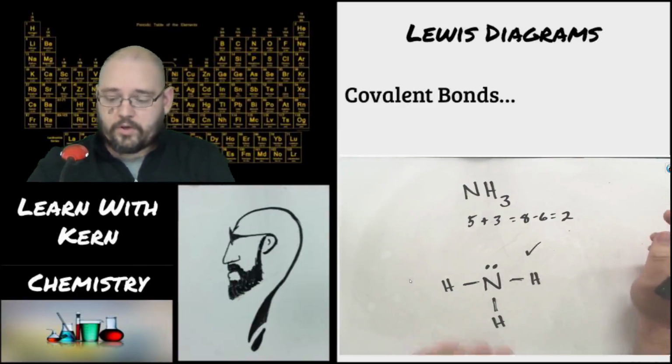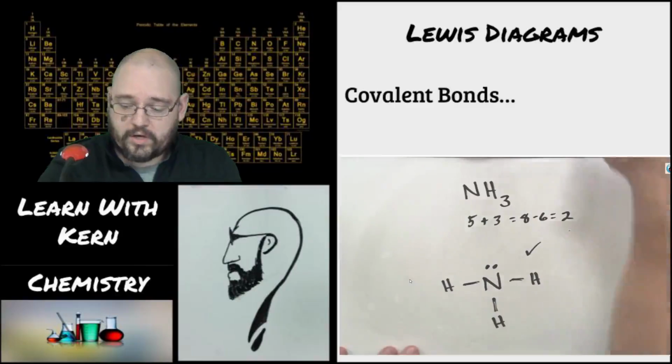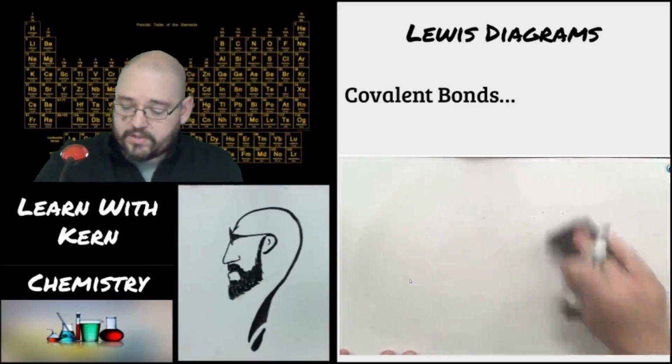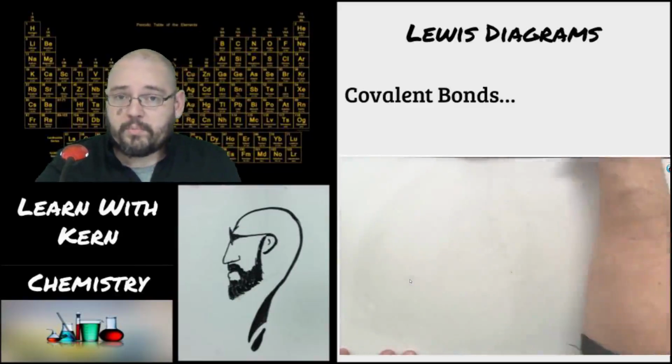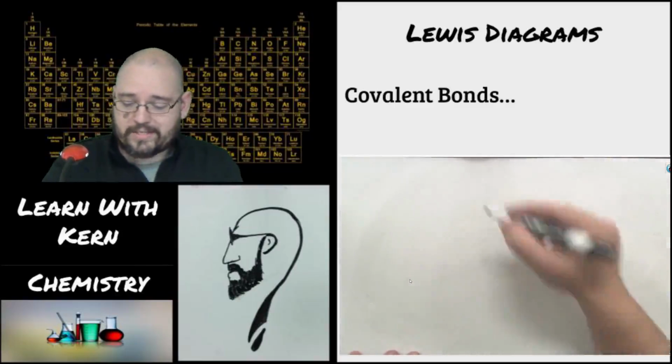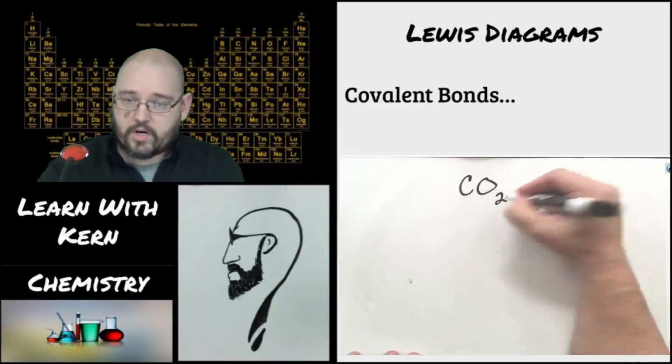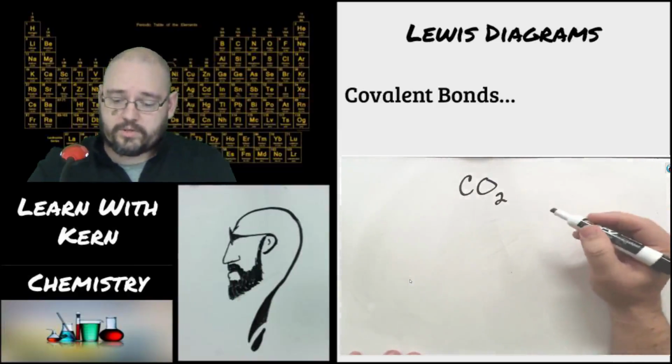All right, so hopefully you're seeing how the steps work. Now there's a couple of things in the steps that we haven't gotten to yet about what to do to make double or triple bonds. So let's do an example where that becomes necessary. So let's use carbon dioxide, good old CO2.